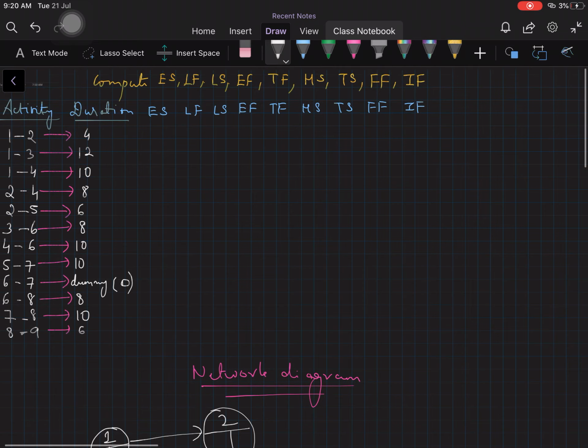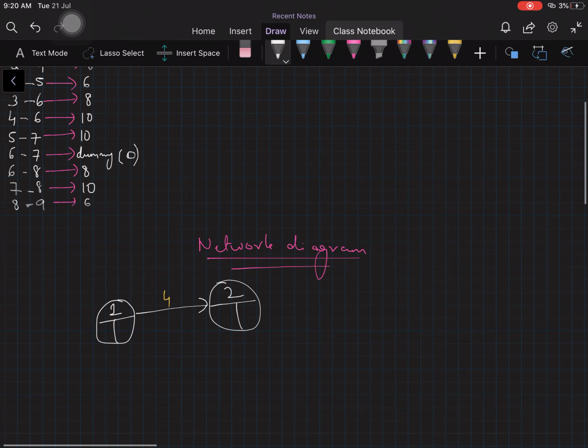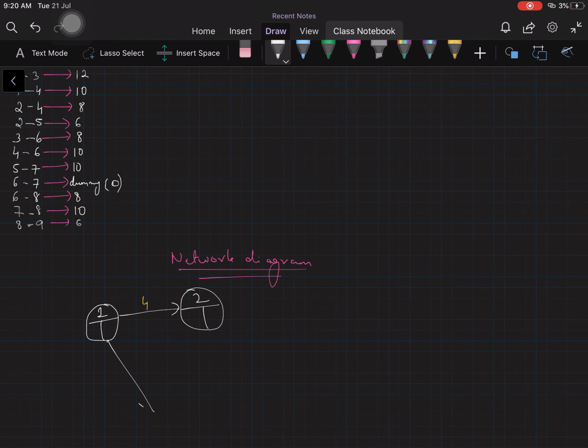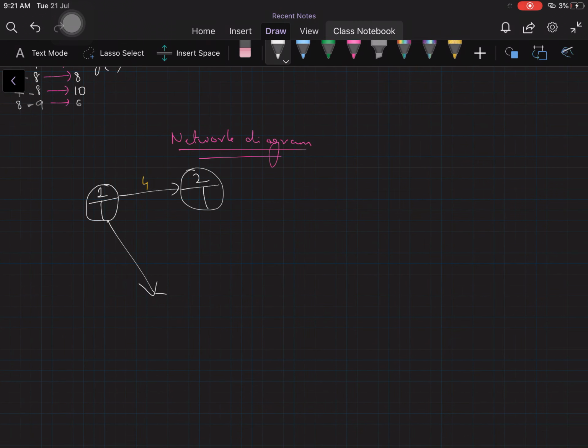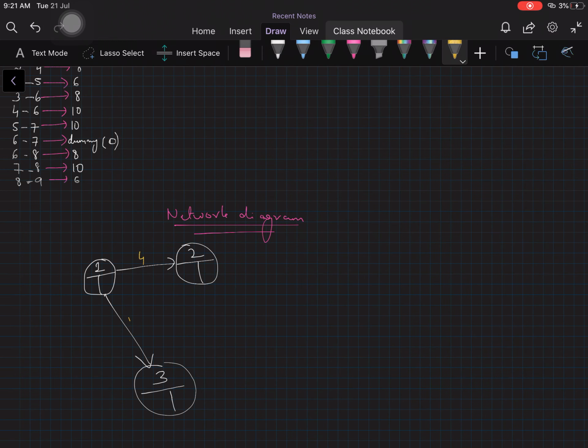What is the duration of 1 to 2? 4 hours. I'll write the duration along the arrow like this. Then we have the second activity, 1 to 3. So I'm writing 1 to 3 here, and 12 hours is the duration of this activity. So I'm writing 12 along the arrow.